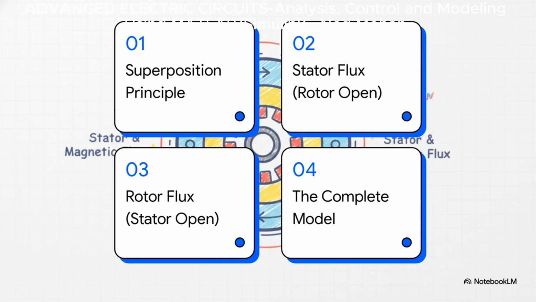So here's how we're going to break this down. It's a really logical, step-by-step process. First, we'll use a handy tool called the superposition principle. Then, we're going to look at what the stator does all by itself, and what the rotor does all by itself. And once we have those two pieces, we'll snap them together to build the complete, realistic model. Think of it like building with Legos, one piece at a time.